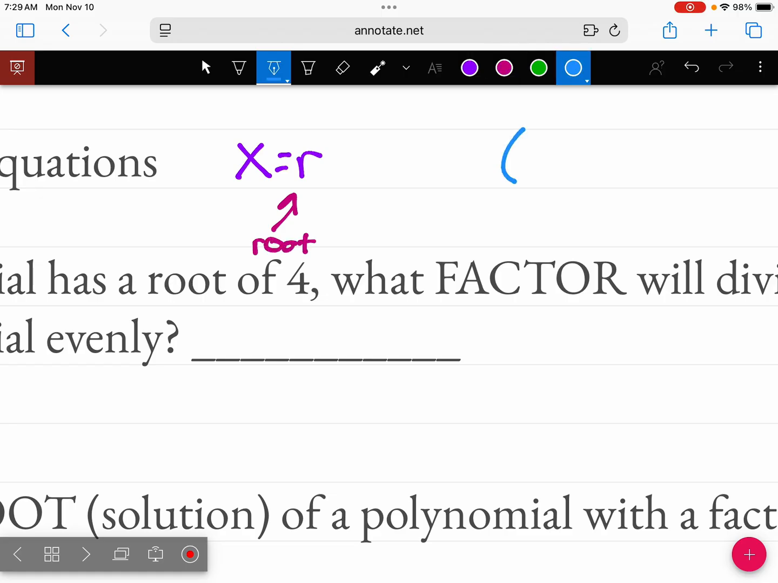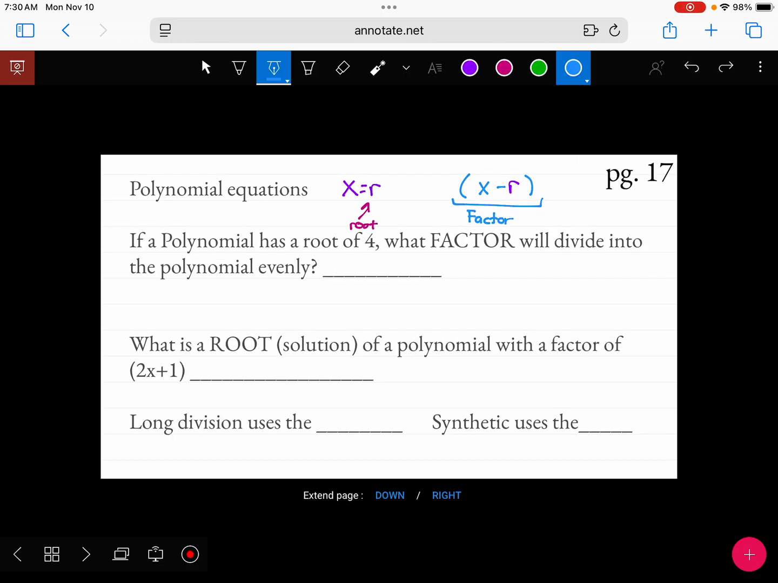If we have it written as a factor, that's when we have our x minus r. So this whole thing is the factor. So the r itself is the root. It's what we get when we finish solving it. The x equals. That's our root, our solution, our 0, our x-intercept. The x minus r, that's when we have our factor. And it's very, very important because we divide in our long division by the factor. We divided by x minus 2 in the bell work. That's a factor.